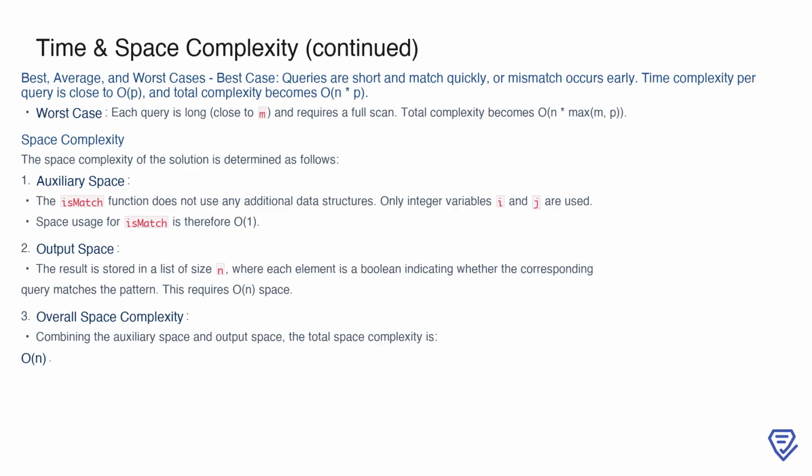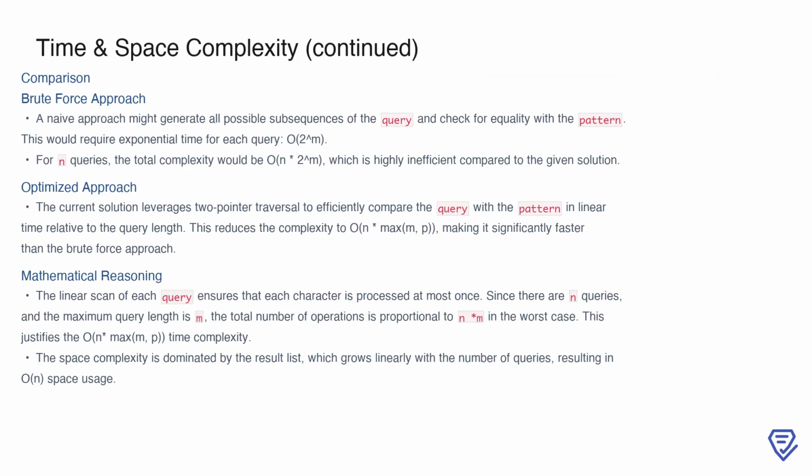Shifting to space complexity, the solution only uses a constant amount of auxiliary space within the isMatch function. This is because it relies on two integer pointers, i and j, without any additional data structures, leading to an O(1) auxiliary space complexity. The output space, however, contributes O(n) as we store the results for all n queries in a list of booleans. When we combine the auxiliary space and the output space, the overall space complexity of the solution is O(n).